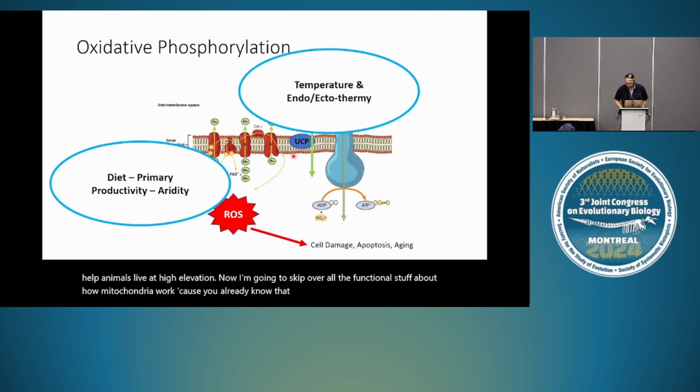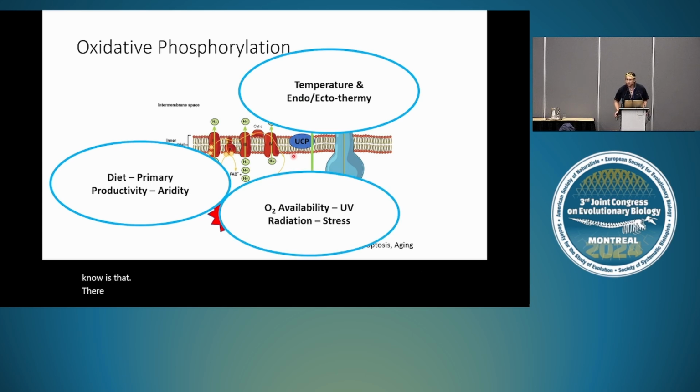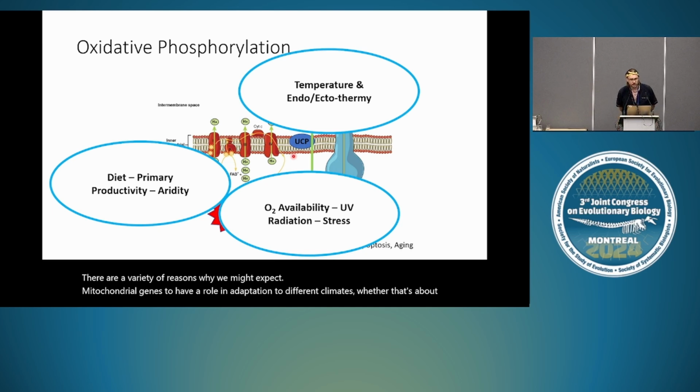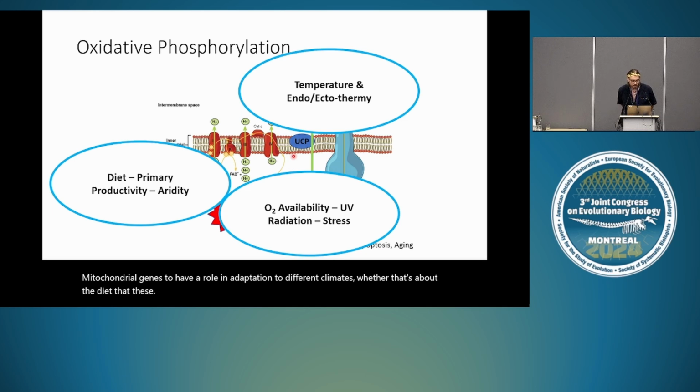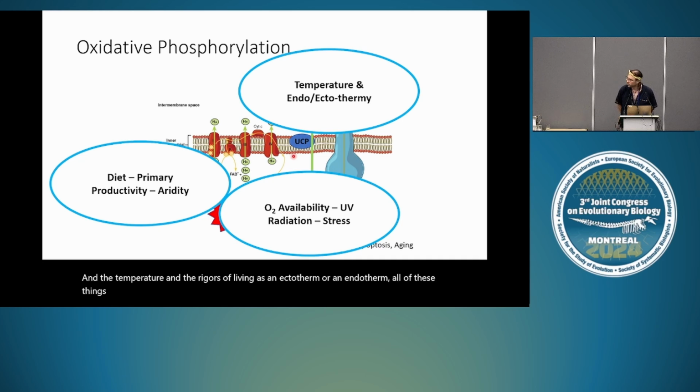But essentially, what you need to know is that there are a variety of reasons why we might expect mitochondrial genes to have a role in adaptation to different climates, whether that's about the diet that these animals are encountering, the availability of oxygen in the environment, or UV radiation's impact, and the temperature and the rigors of living as an ectotherm or an endotherm. All of these things can play a role in adaptation through mitochondrial function.